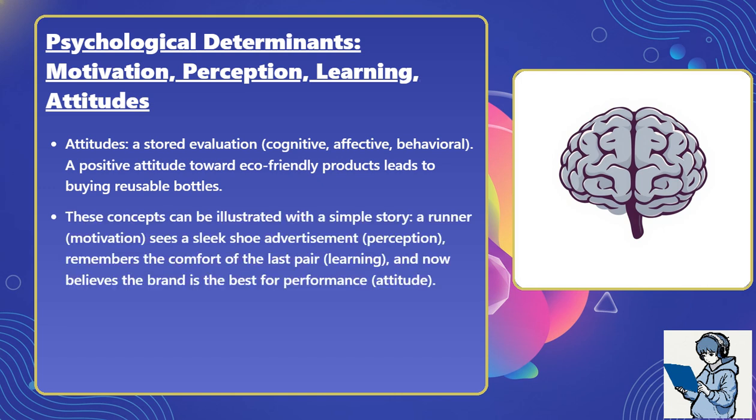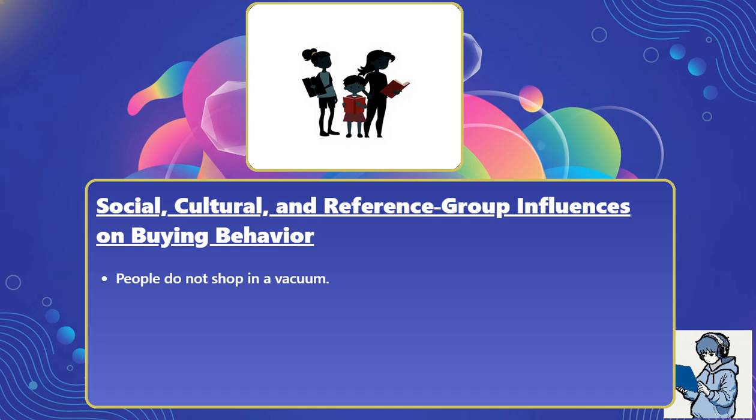These concepts can be illustrated with a simple story. A runner, motivated, sees a sleek shoe advertisement, perceived, remembers the comfort of the last pair, learned, and now believes the brand is the best for performance. Attitude. People do not shop in a vacuum. 3 layers of influence matter.